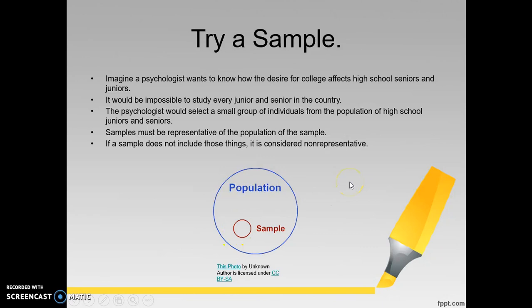Samples must be representative of the population of the sample. If the sample does not include those things, it is considered non-representative. So, for example, we can't include freshmen and sophomores in the sample if we want to know how high school seniors and juniors feel about college or their life after high school. We can't throw 8th graders into the mix. That would ruin the sample.